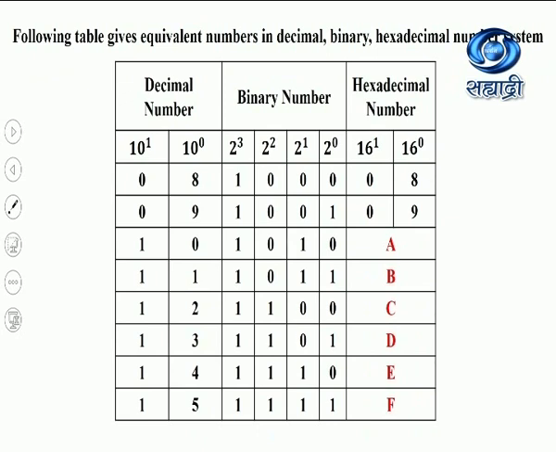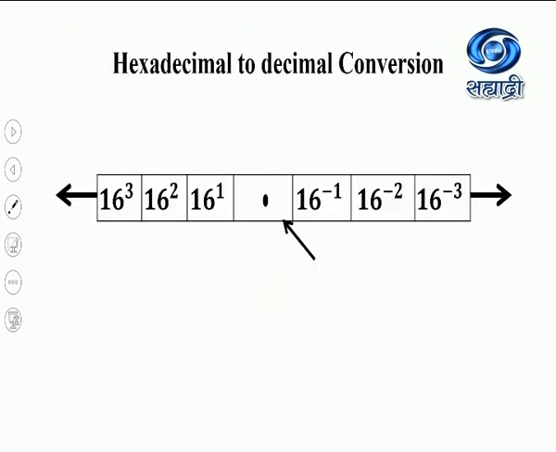If you carefully see, for decimal number 10 we have the binary number 1010, but in the hexadecimal number system, that decimal number is shown as the character A. Likewise, for the decimal number 11, we have the hexadecimal number B. For 12 we have C, for 13 we have D, for 14 we have E, and for 15 we have F. Hexadecimal to decimal conversion.